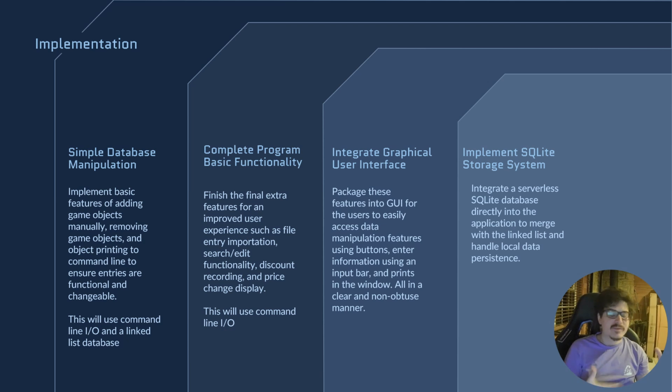So this is the order of how the list will be implemented. The database will change throughout the project in the input and output and the way the database is stored. At the start, it's going to be a linked list. We're going to start with the basic features: manually removing objects, manually adding objects, printing them out. This is going to ensure that you're able to manipulate the database, everything's working, there are no errors, and no issues with the memory.